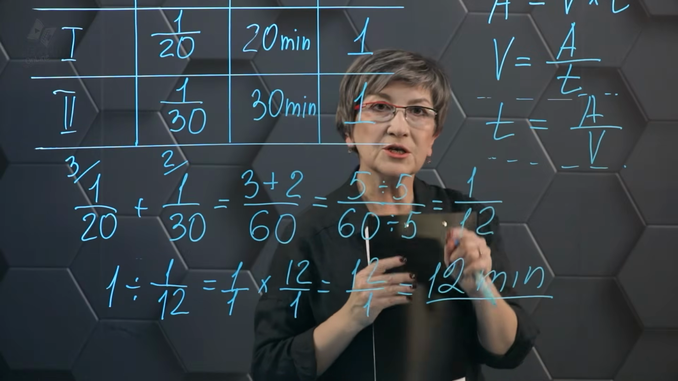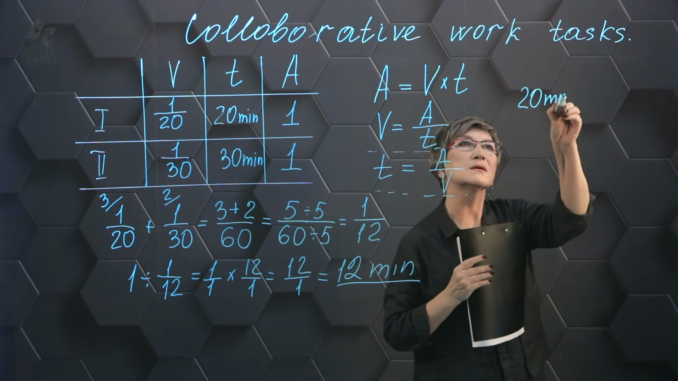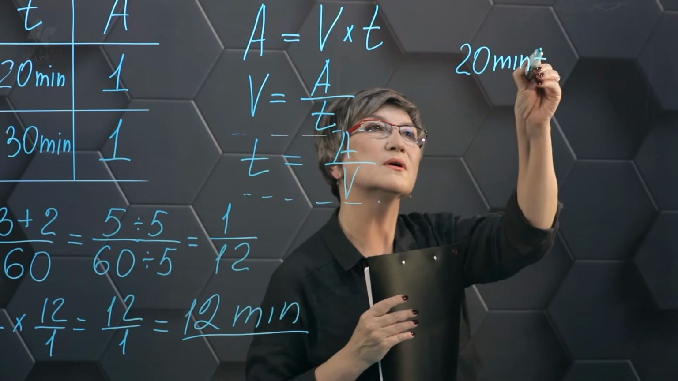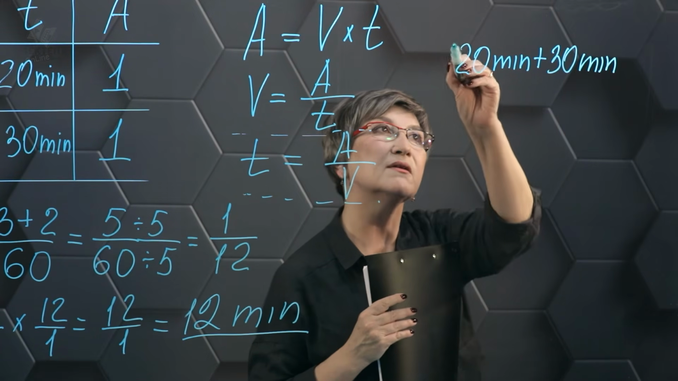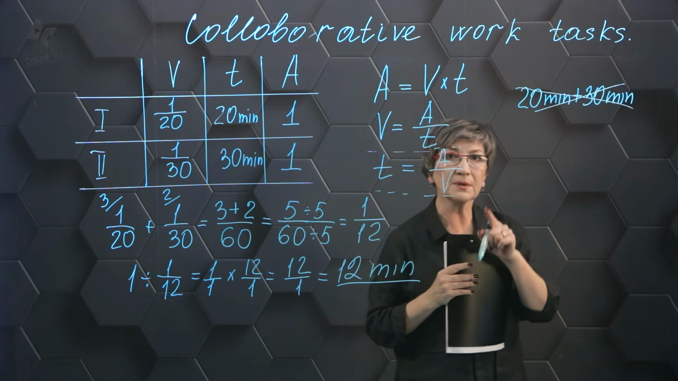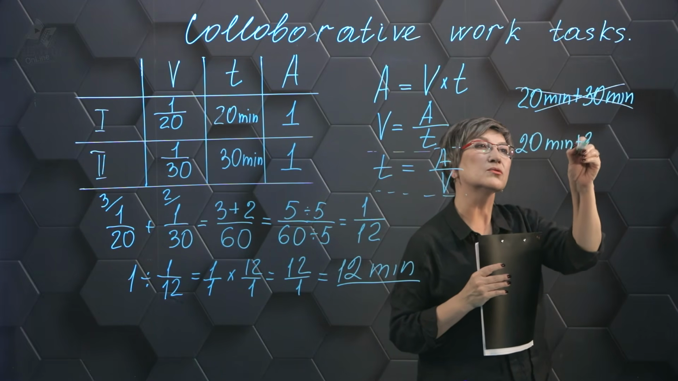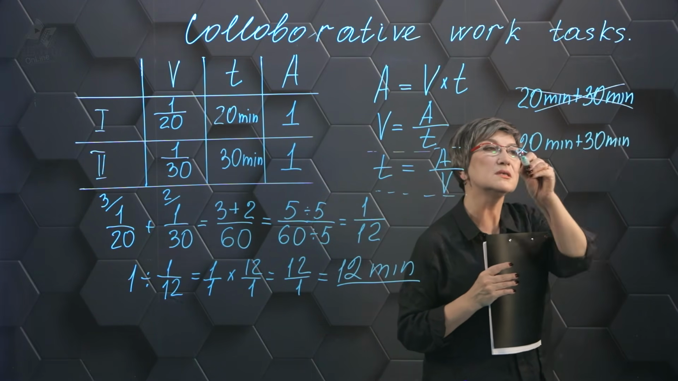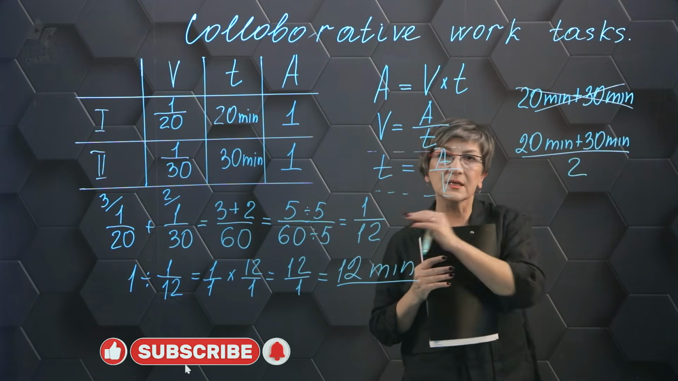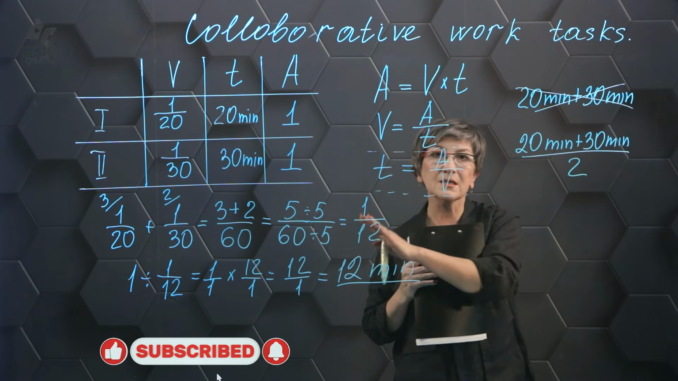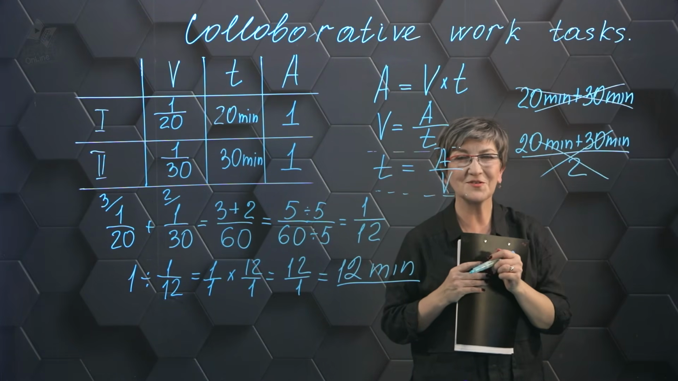Mistakes you make when solving such problems: you add the second worker's time to the first worker's time. You can't do that. And another mistake you make: you add 20 minutes plus 30 minutes and divide by 2. You can't do that either. When solving such problems, you must strictly follow the rules, applying our formulas. And then you will get the right answer.